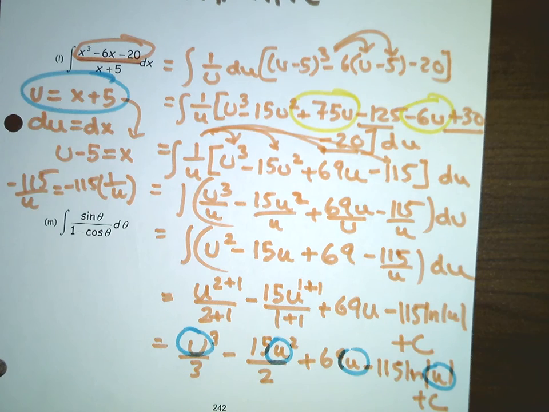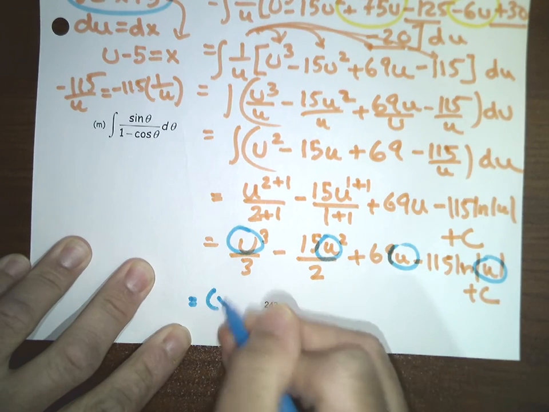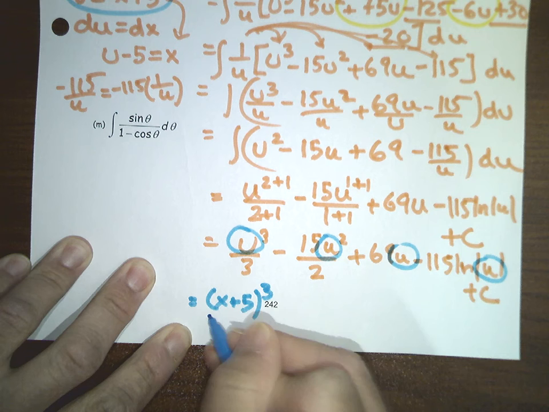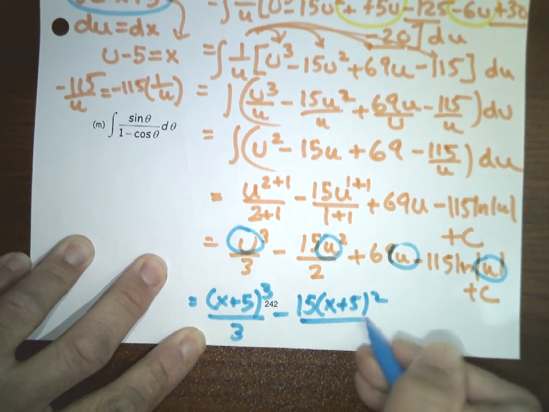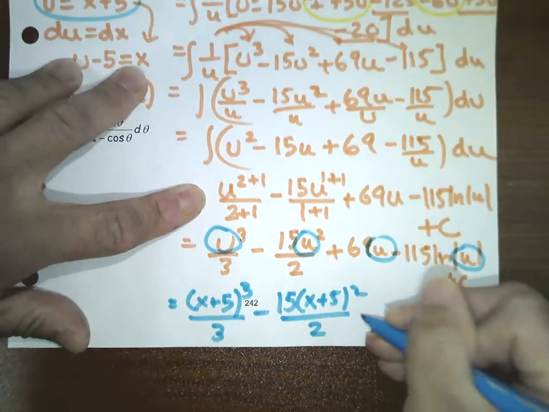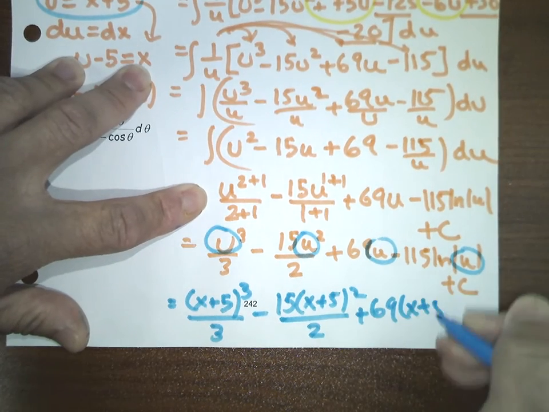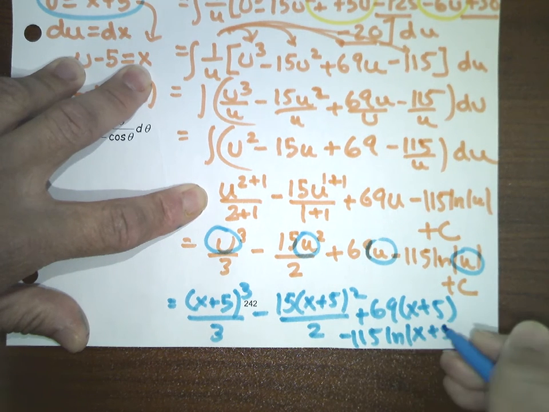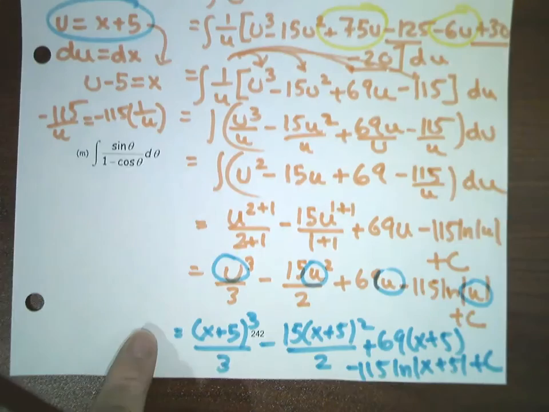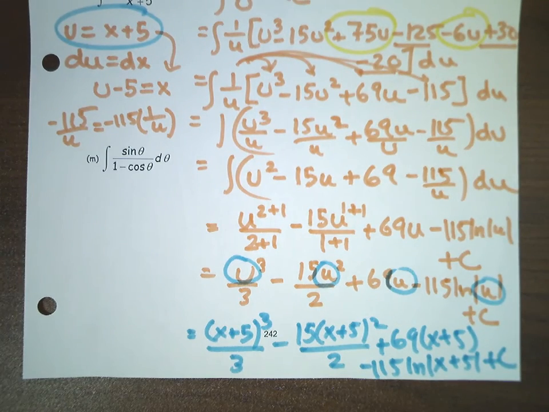So then I am left with x plus 5 to the third over 3 minus 15 times x plus 5 squared over 2, then plus 69 times x plus 5 minus 115 natural log of the absolute value of x plus 5 plus c. All right, so now the other thing that I want to point out to you would be this.